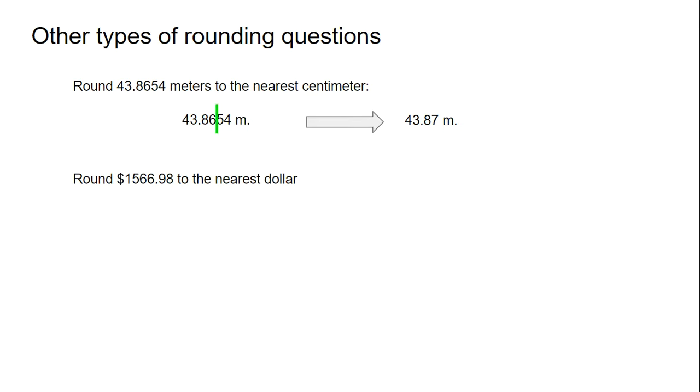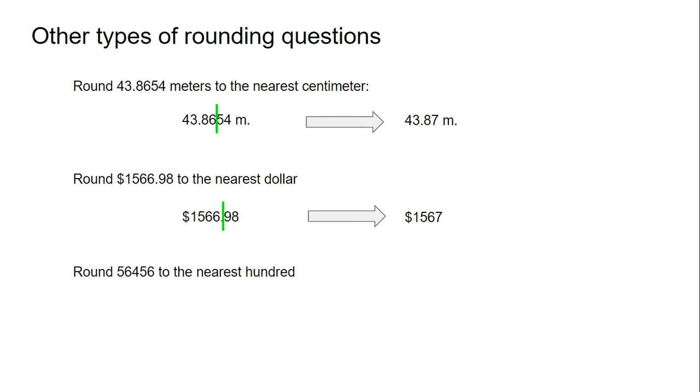Maybe they give me a quantity like this, $1,566.98, and I have to round it to the nearest dollar, so I put my cut over here, and it becomes $1,567. Now perhaps I have a number like this, and have to round it to the nearest 100, 56456. So the nearest 100 is going to be between the 4 and the 5, and I would just round it to 56500. Well, that's everything you need to know about rounding in a nutshell.